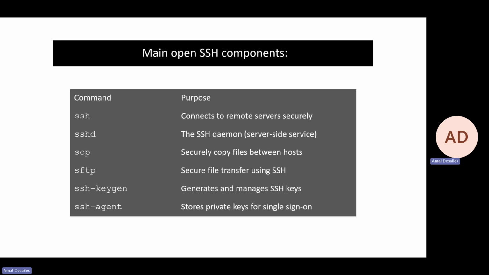Next, we're going to go through some of the main OpenSSH components, the commands and their purpose. SSH connects to the remote server securely. SSHD is the SSH daemon, the server-side service. SCP securely copies files between hosts. SFTP is secure file transfer using SSH. ssh-keygen generates and manages SSH keys, and ssh-agent stores private keys for single sign-on. Together, all these components make SSH powerful and flexible.